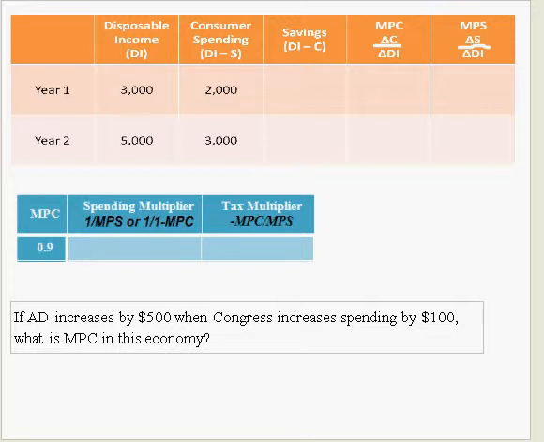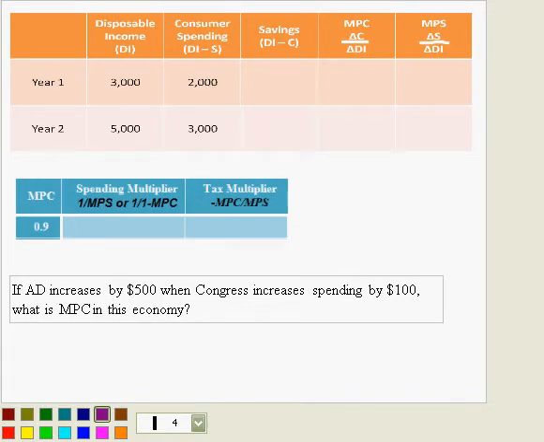The first table has disposable income and consumer spending given to you, and you need to calculate savings, MPC, and MPS. Well, savings is easy because you simply subtract consumer spending from disposable income. So in the first line, we would see 3,000 minus 2,000 is 1,000. In the second line, 5,000 minus 3,000 is 2,000.